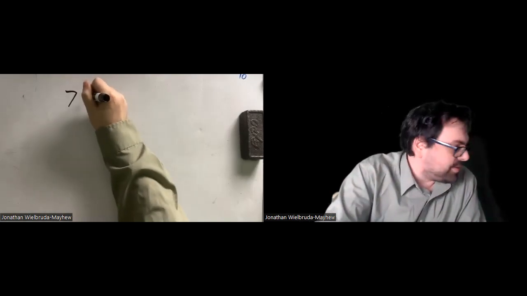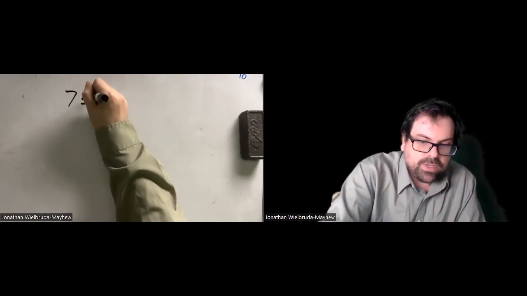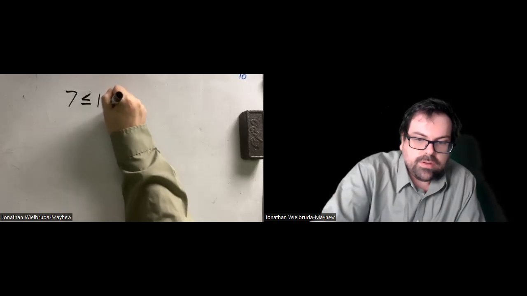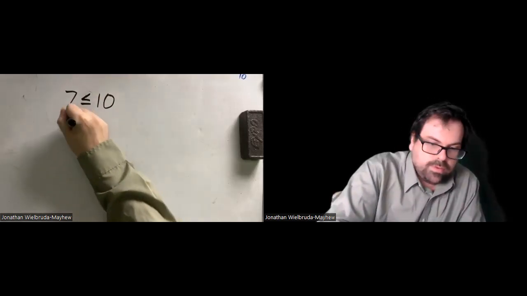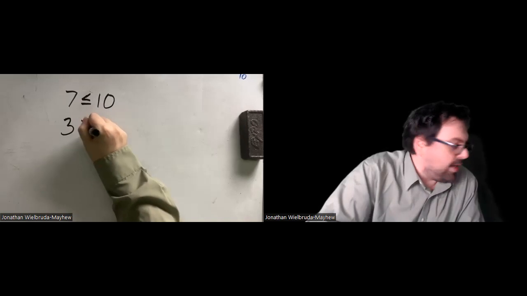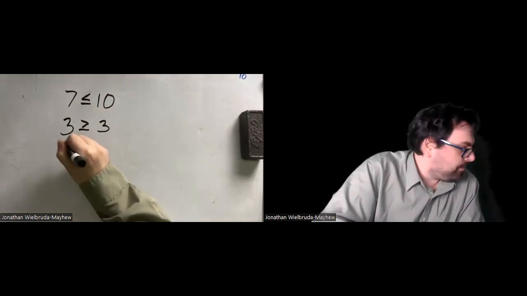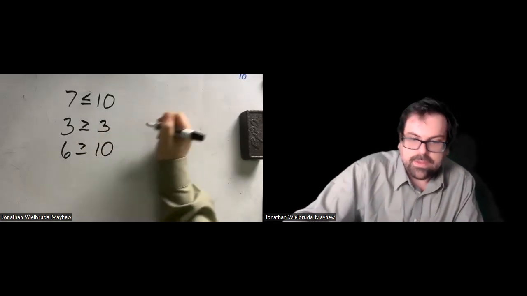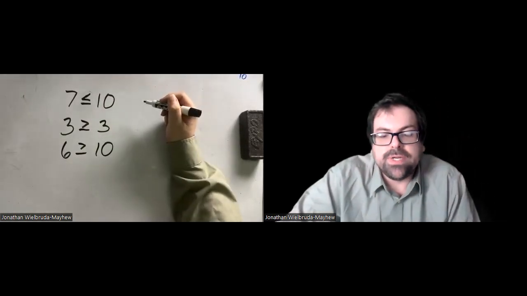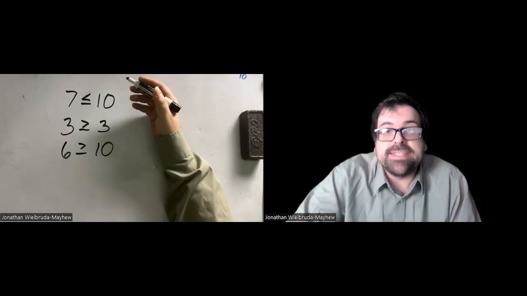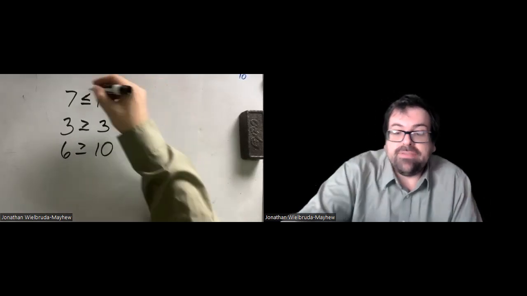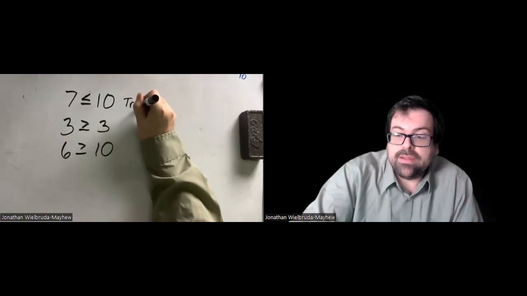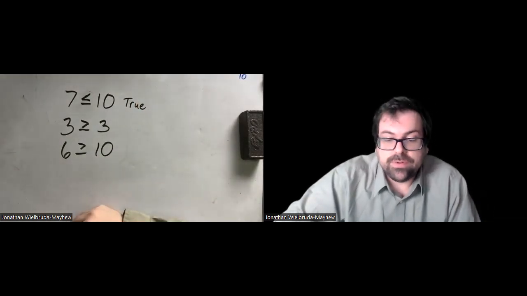Let's go true and false. This time we'll bring in the or equal to sign. Seven is less than or equal to 10. This would be true if 7 is less than 10 or if 7 equals 10. 7 is less than 10. That one's true.